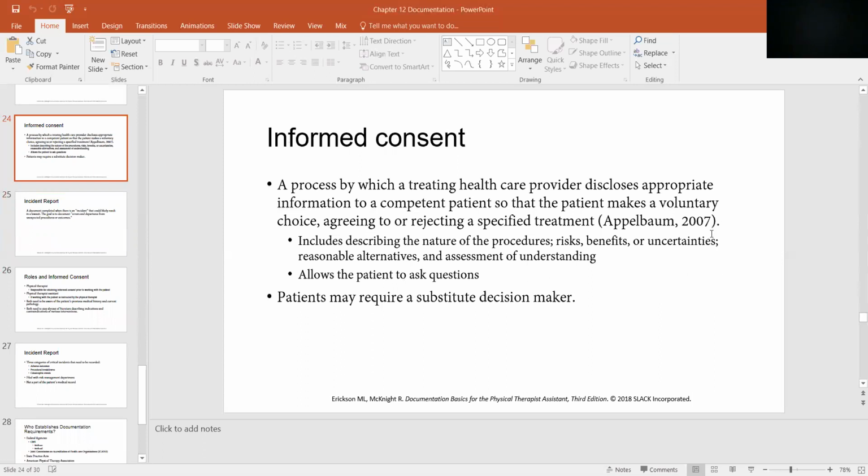So that is why informed consent is so important and why it's a starred item, and why we really work on you guys being able to explain what you're going to do in patient language or layman's terms so the patient can understand what you are planning to do with them and they can make a decision as to if they're going to participate or not. And if the patient is not able to give informed consent, sometimes you need a substitute decision maker.